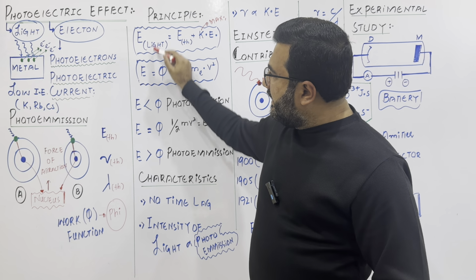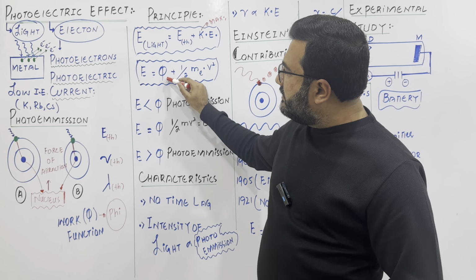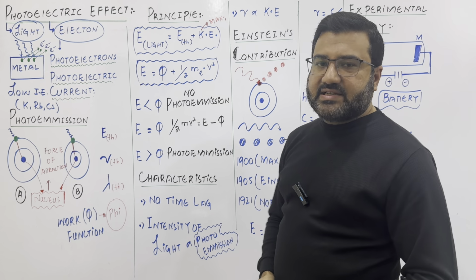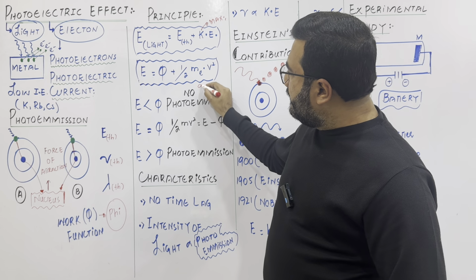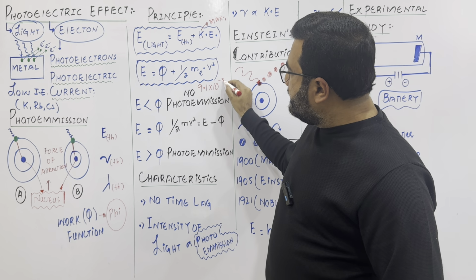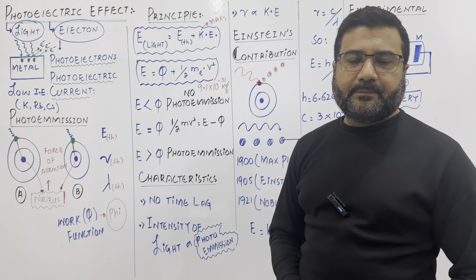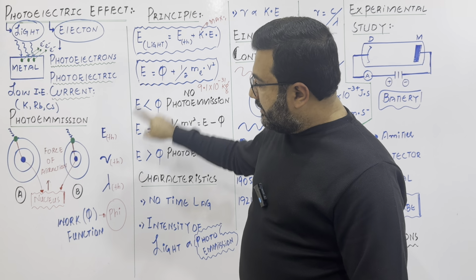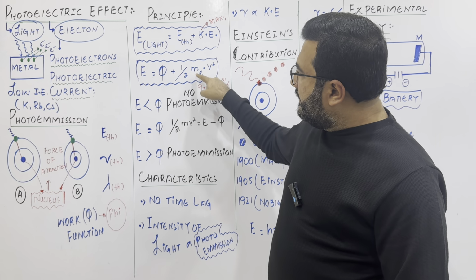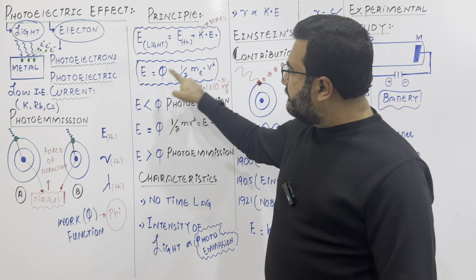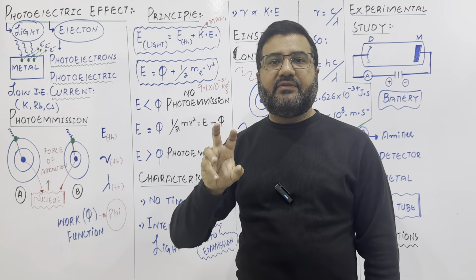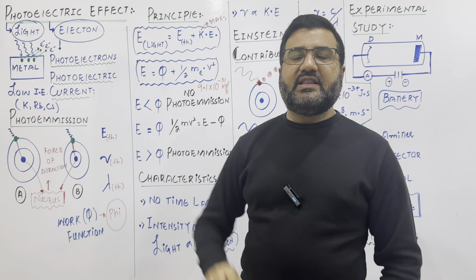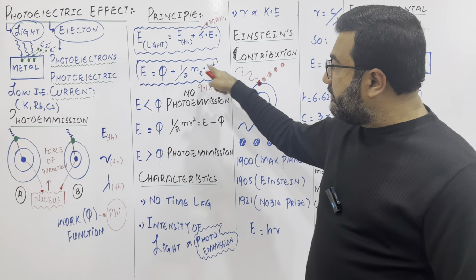We can also write it as E light is equal to threshold energy, also called work function, plus kinetic energy, which is half m_e v squared. Here m_e is the mass of the electron, and you know that it is 9.1 × 10^-31 kilograms. So for a single metal, the work function will be fixed. Similarly, the mass of the electron is fixed. It means the energy of the light and the velocity of the electron have a direct relation with each other. The more energetic the light, the greater the speed of the ejected electrons.